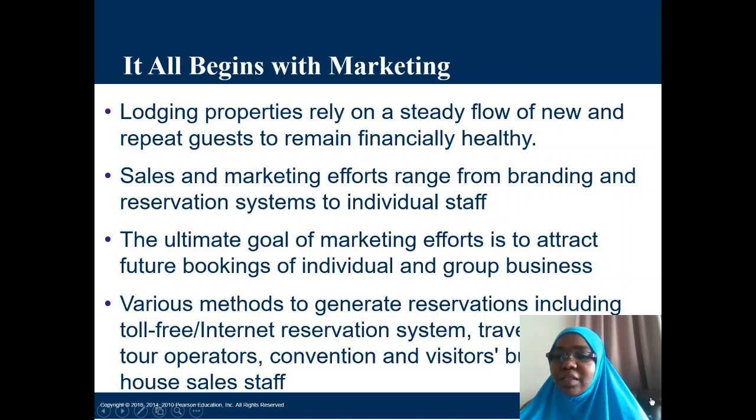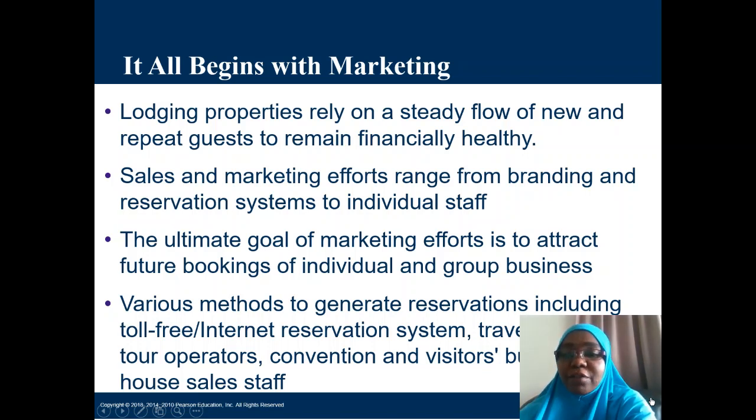It all begins with marketing. We all know that without marketing, no company can survive. So it is very, very important for companies to market their products or services. The lodging service provider is also not left out when it comes to marketing. Lodging properties rely on a steady flow of new and repeat guests to remain financially healthy. If you want to remain financially healthy, you should be able to, one, retain your existing customers and, as well, attract new ones, for you to be financially stable.